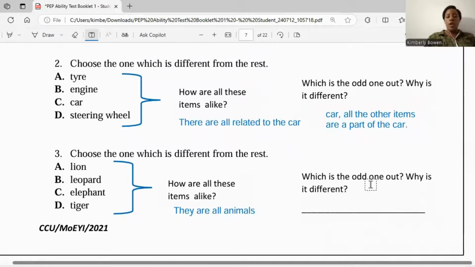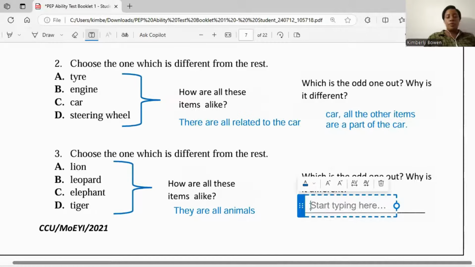Which one is the odd one out and why is it different? Let's look at these animals in detail. The lion, the leopard, and the tiger are all parts of the cat family. So the elephant is the odd one out. I'm sure you can also find other reasons why the elephant is the odd one out.